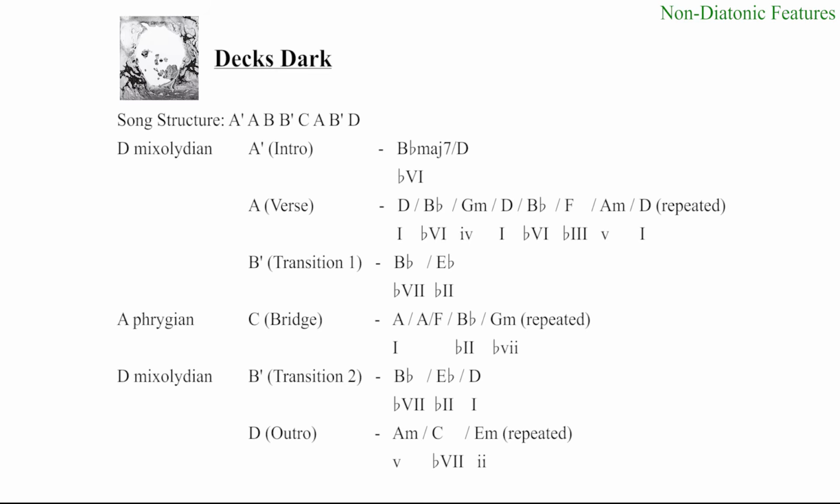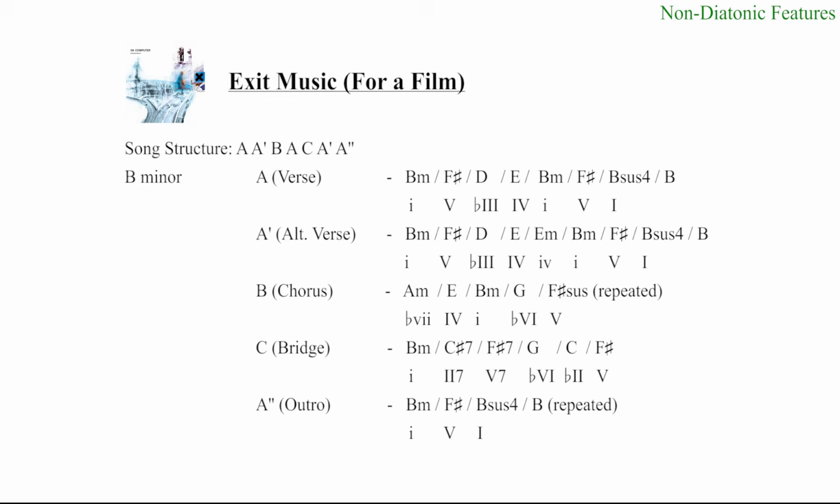Sometimes there are multiple ways to interpret where a chord is borrowed from. Consider the verse of Exit Music for a Film. It's pretty clearly in the key of B minor. In that setting, the E major chord serves as a 4 major, borrowed from the B Dorian scale with 1 more sharp than B minor.